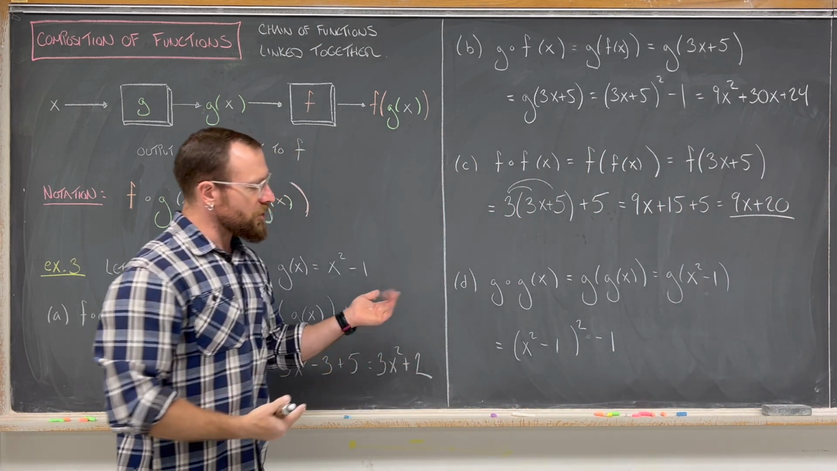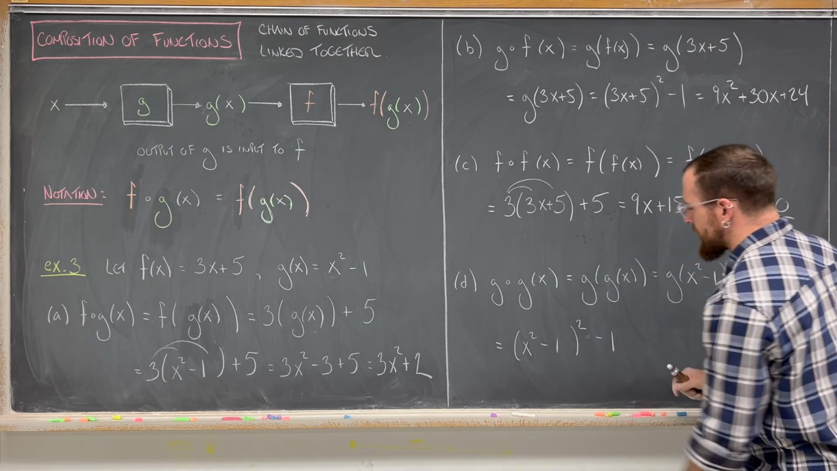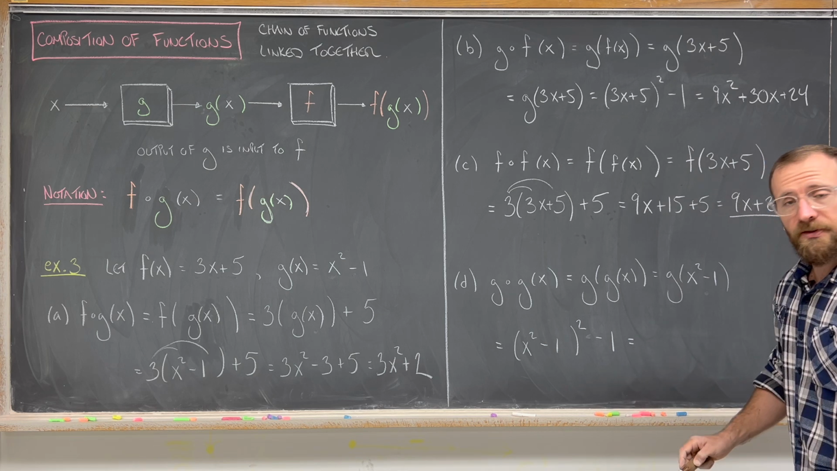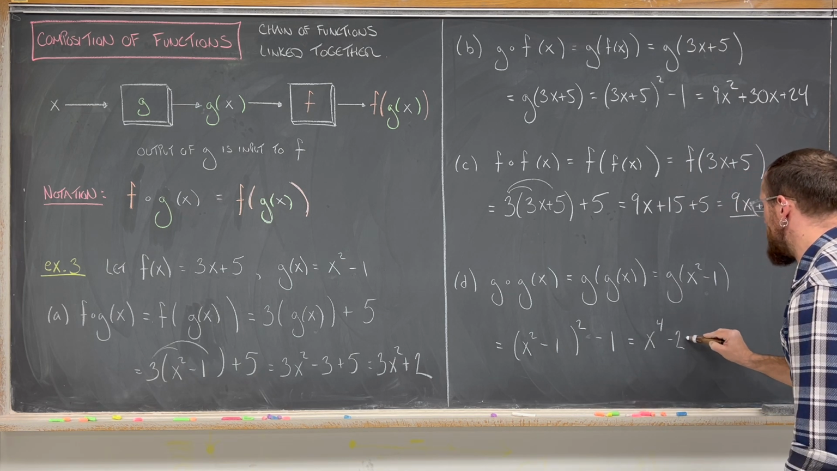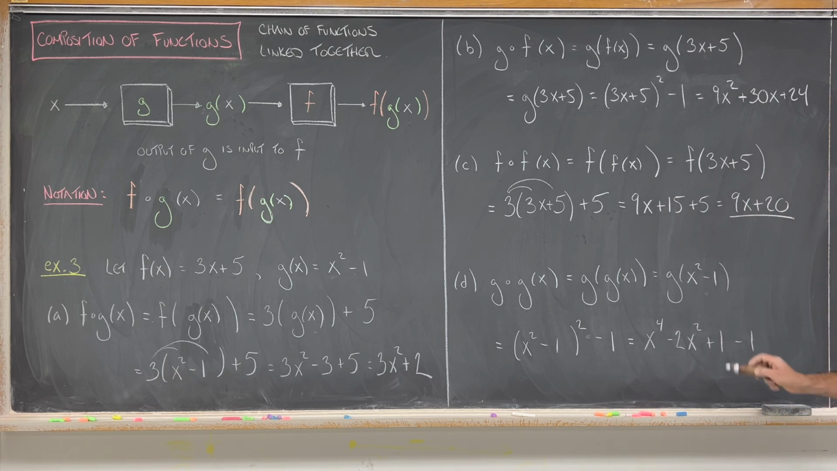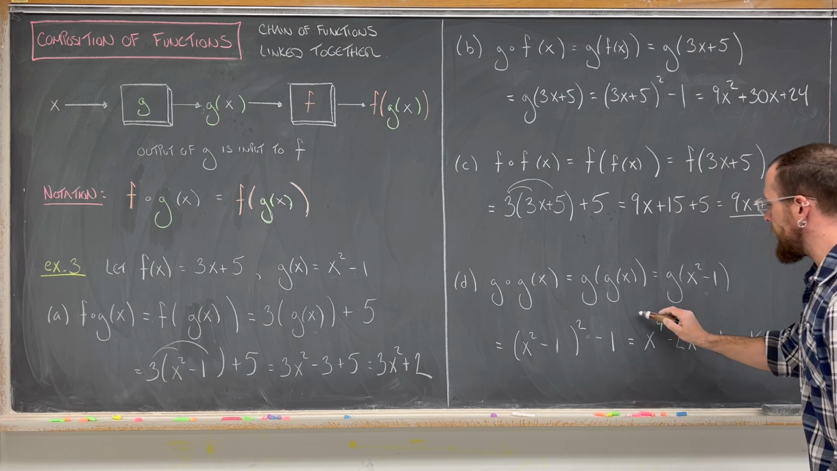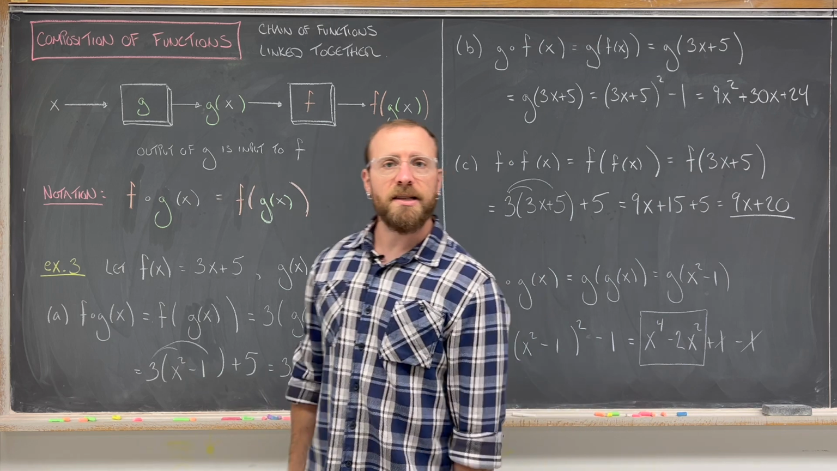All right? So we've set ourselves up. Now the rest is just how do you evaluate this? Well, by following the order of operations. I'm going to square the x squared minus 1. That involves foiling. That's going to give me an x to the 4th minus 2x squared plus 1 minus 1. And the plus 1 minus 1 cancel. So my final answer is just x to the 4th minus 2x squared. And that's it.